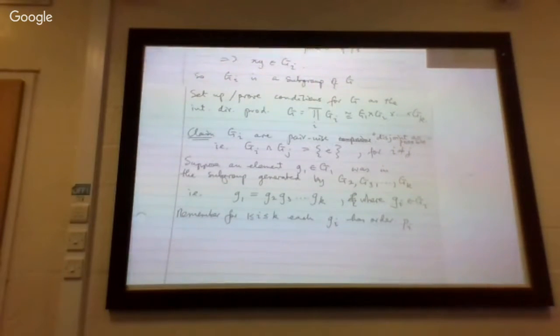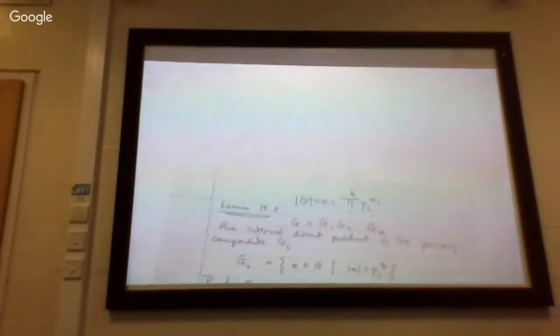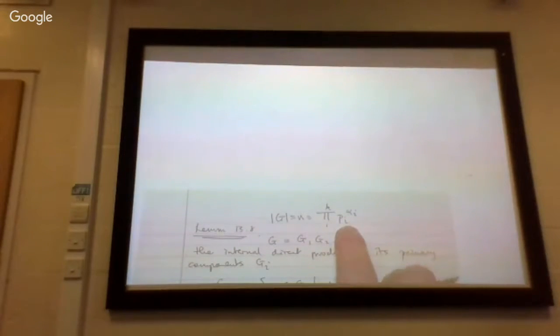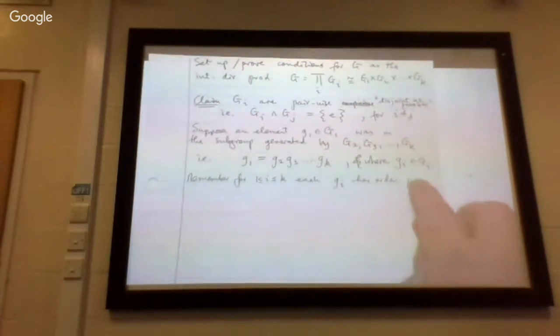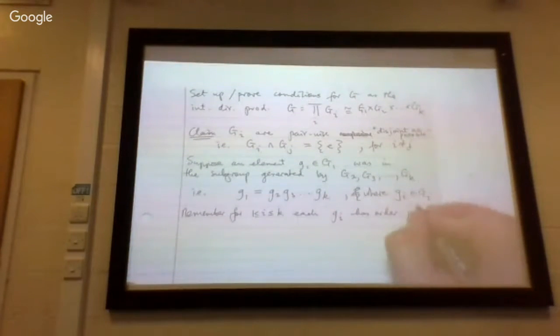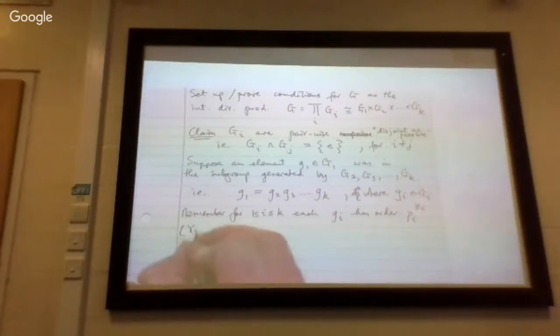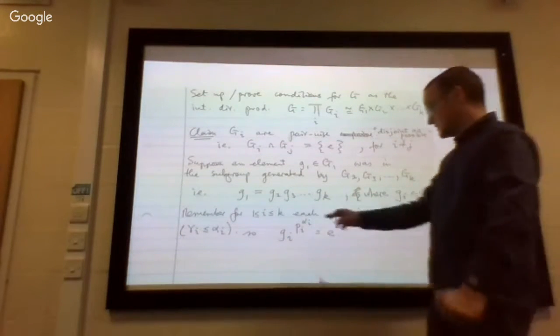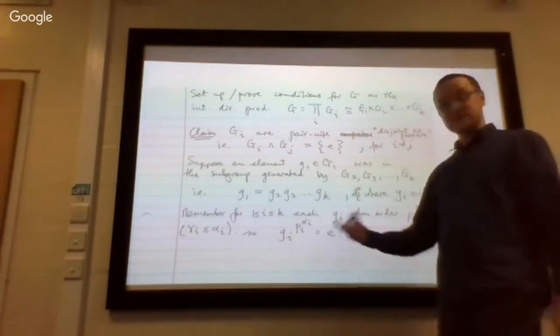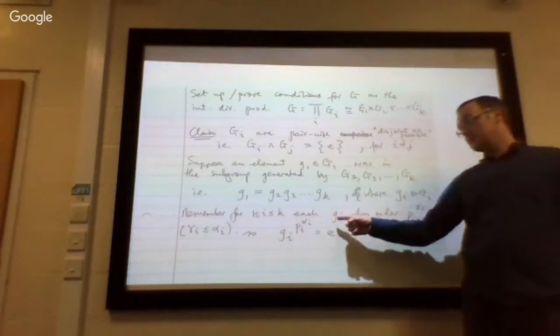So alpha i is already chosen because we specified alpha i as the exponent of the prime pi in the prime factorization of n. So it's the largest this exponent could be. Let's call it gamma i. So each gamma i is less than or equal to the alpha i that appeared there. So certainly when you take any gi and raise it to the power pi to the alpha i, you're certainly going to get the identity element, because pi to the alpha i is a multiple of the order of little gi.